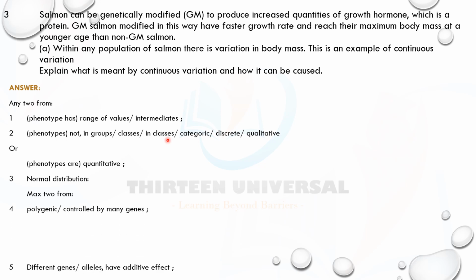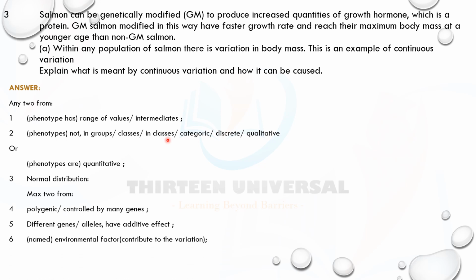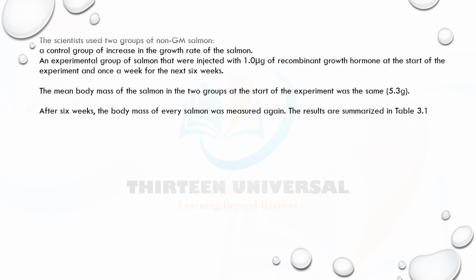So this is how they are caused. Polygenic, controlled by many genes. Different genes' alleles have additive effects. Environmental factors can actually affect that, like diet. So, 3 marks.